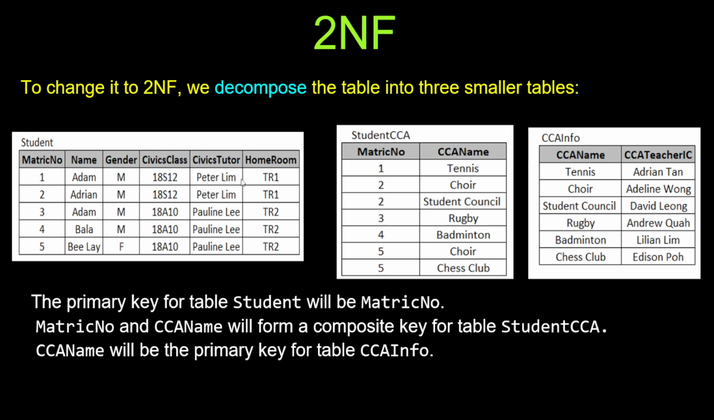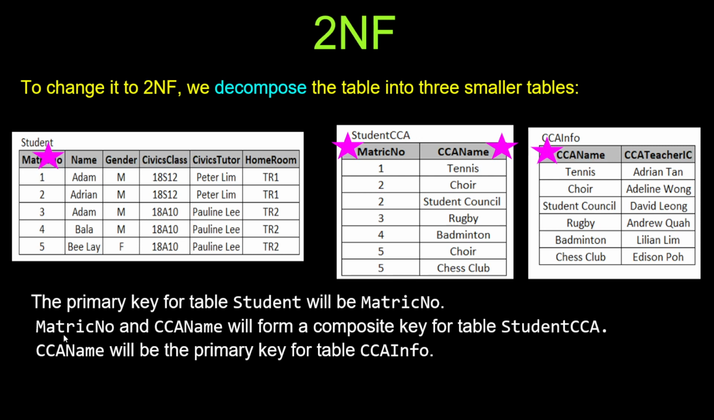Okay, so this one here, let's look at which are the primary keys. I think it should be quite obvious for us to find out. Okay, the primary key for the student is the metric number. For the student CCA, the metric number is your primary key as well. Then for your CCA info, the primary key is CCA name. So I think this is quite straightforward. Okay, metric number, CCA name will form a composite key.